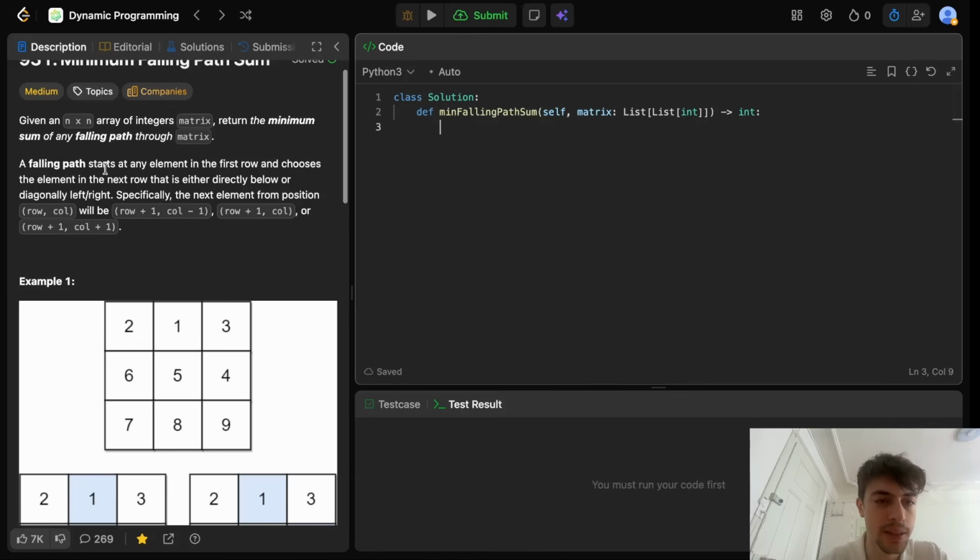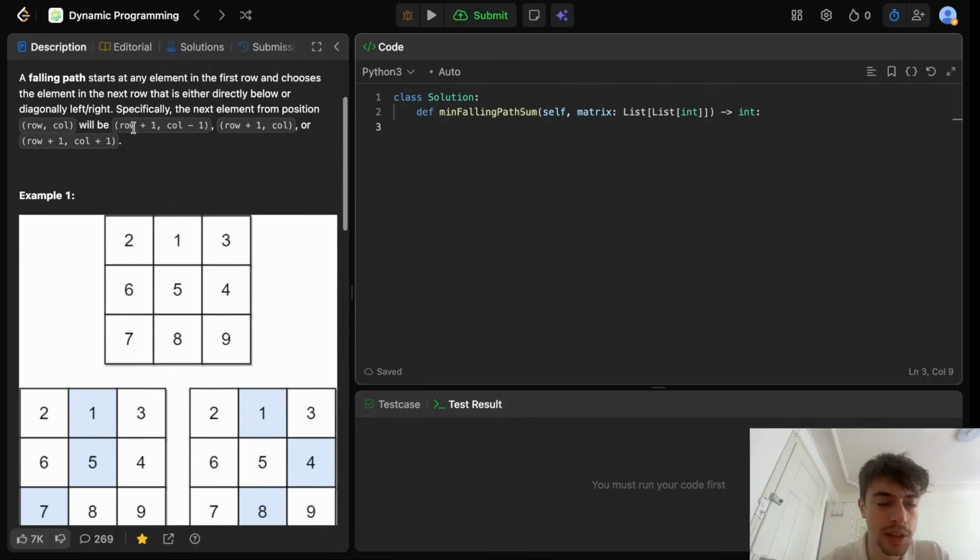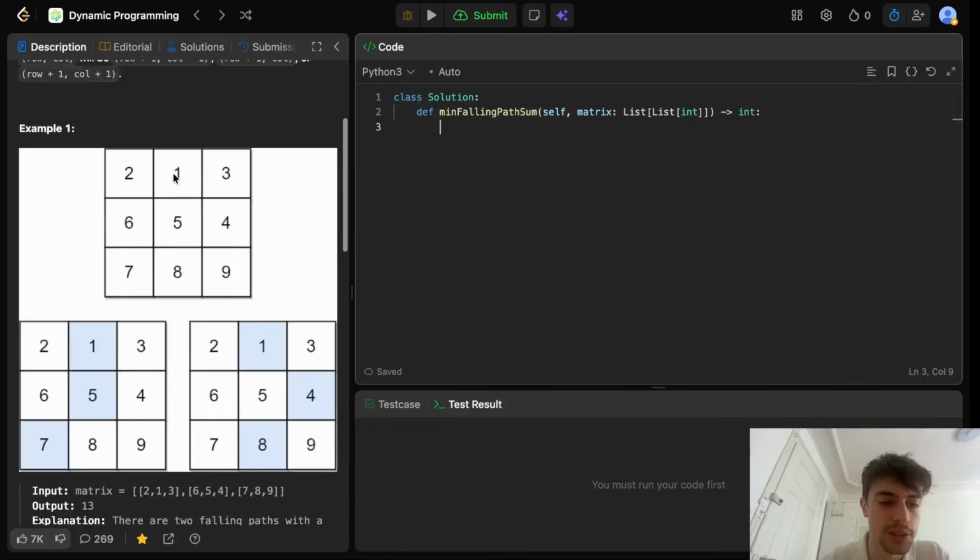A falling path starts at any element in the first row and chooses the element in the next row that is either directly below or diagonally left or right. So basically from 1 we can reach any element, from 2 we can reach just 5 or 6. Specifically, the next element from position (row, col) will be (row plus 1, col minus 1), (row plus 1, col), or (row plus 1, col plus 1). Very easy, guys. The row is always row plus 1. What changes is the column.